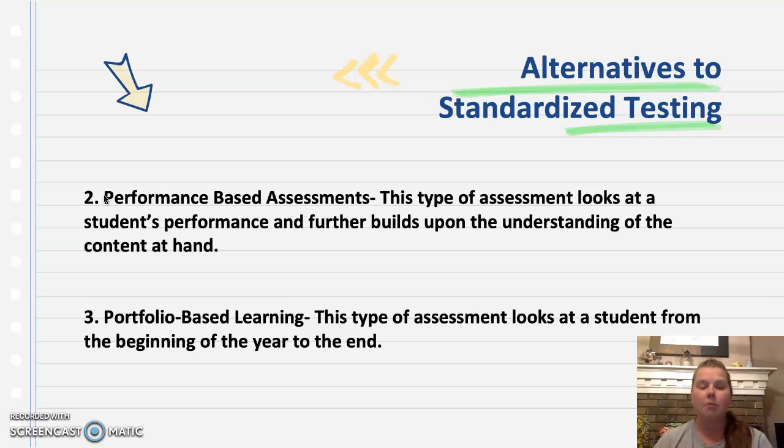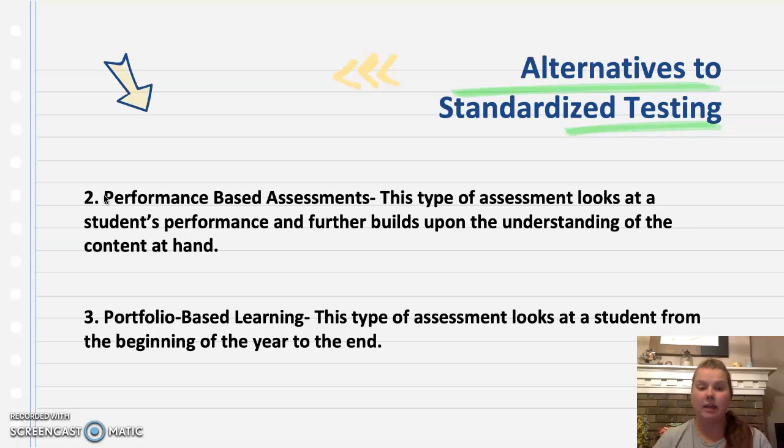And then finally, portfolio-based learning. This type of assessment looks at a student from the beginning of the year to the end. It is a compilation of the student's work and shows their growth over time. Teachers keep track of the assessments through the year. In early education practices, this could have potential to be a great type of assessment.